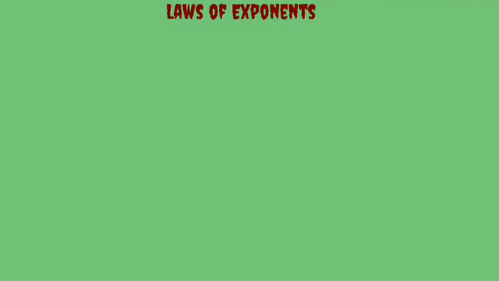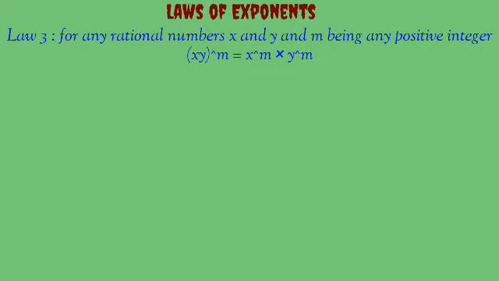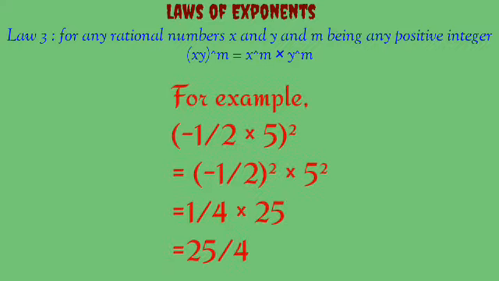Now the third law says, to find the power of a product of two or more rational numbers, find the power of each factor separately and then you multiply them. That is, if I want to say it algebraically, if two rational numbers are there, x and y, and m is the power of xy, so xy to the power m is equal to x to the power m and y to the power m. So x and y are the two rational numbers. We have found the powers separately and we have multiplied them.